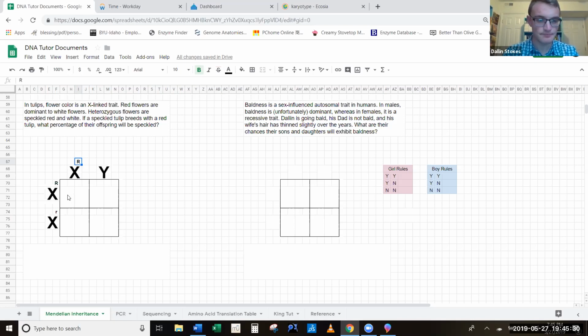Okay. If we do our crosses, we end up with XX, XY, XX, XY. This one will be X big R, X big R. This one will be X big R, Y. X big R, X little r. X little r, Y. Okay.